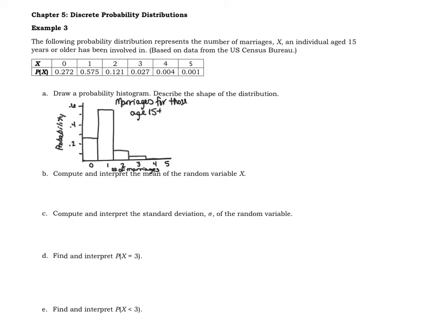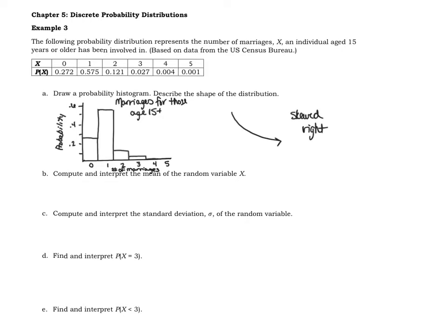But the second question there, what is the shape of the distribution? So what kind of shape is that? So remember, this is the graph that's doing that trailing off to the right. And so that is the shape: skewed right, okay?